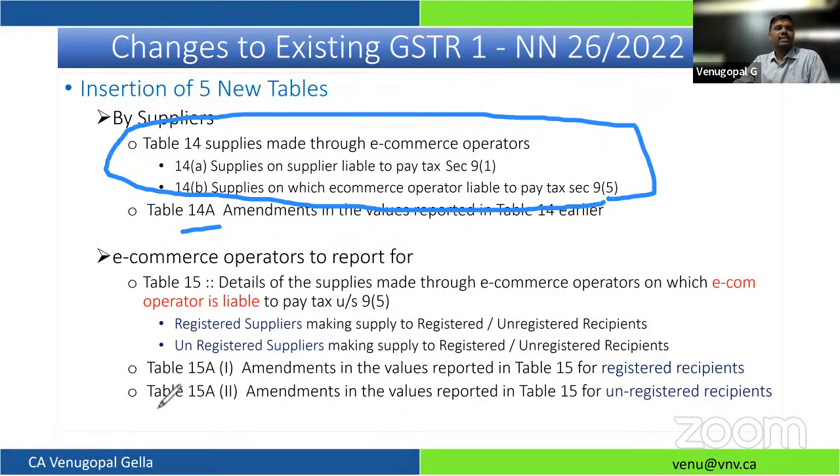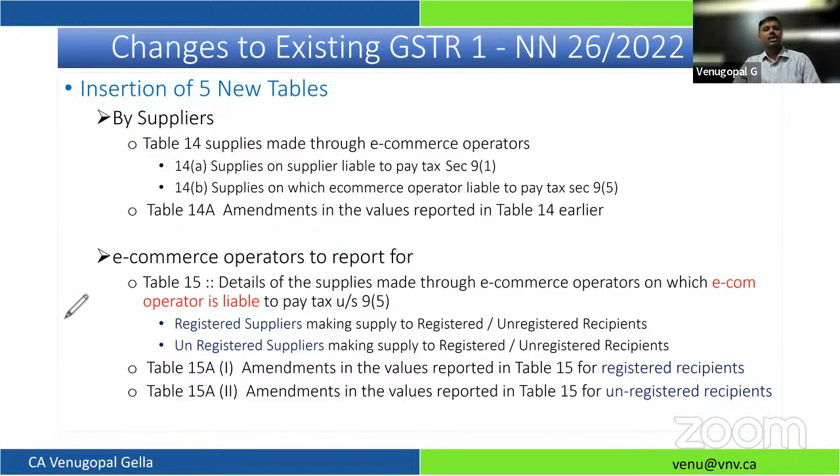Now, likewise, you have the e-commerce operator also to report. So this table 14 is by the supplier to report. Table 15 is by the e-commerce operator to report. That is why I said there were 5 new tables, will come one by one. So we have already seen table 1, table 2. Then there is table 3, 4, and 5. You can see these 5 circled things. These are 5 tables that have newly come.